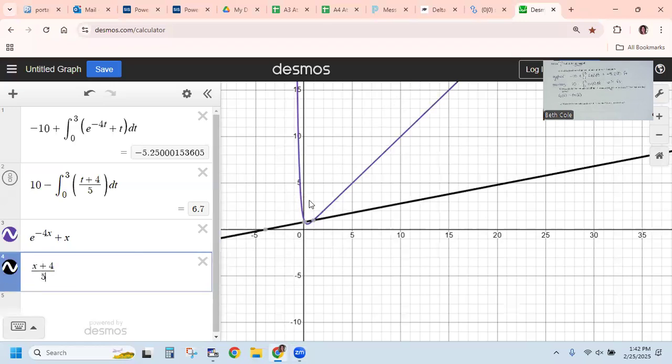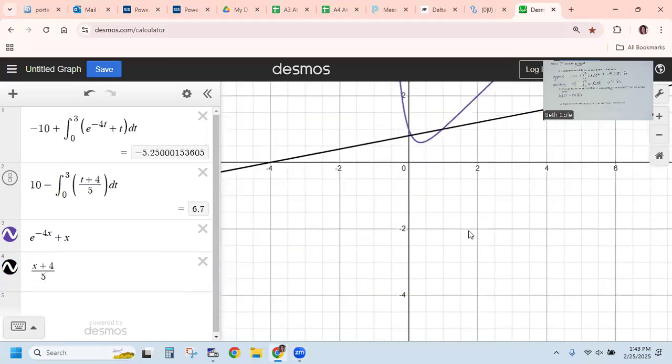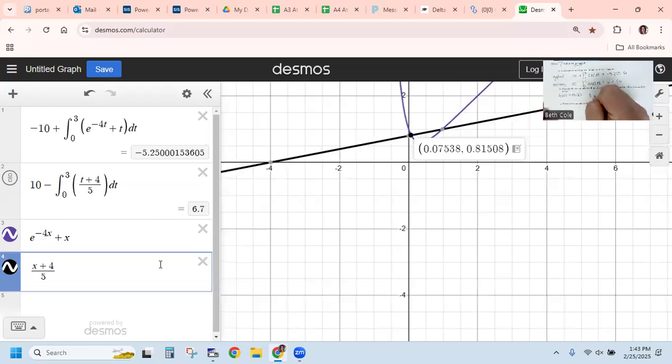Thank you. All right, I'm going to zoom in on that. There's two intersections. Do you see that? Which one do we want? Read the problem. The first one. So I'm going to click on that. Love it. Time is 0.075 seconds. And there was a follow-up question, which is what? Well, how fast are they going? 0.815. What per what?